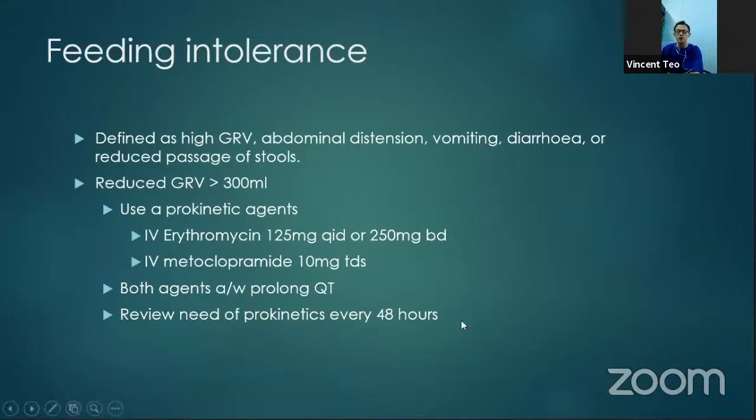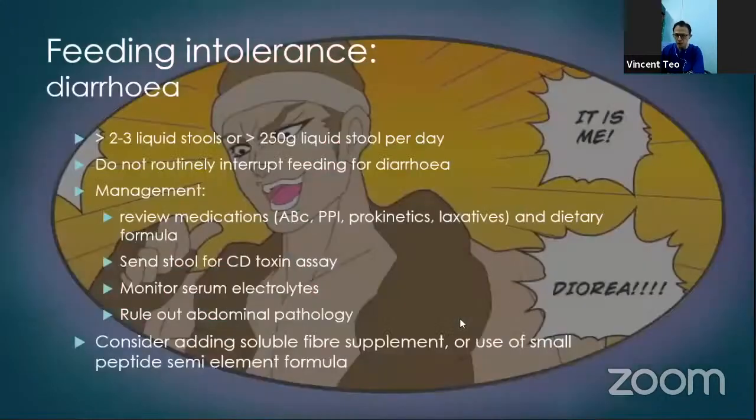It's important to stop the prokinetic as soon as the patient starts to tolerate feeding. Diarrhea is generally defined as more than 2 to 3 liquid stools or 250 grams of liquid stool per day. Generally, you don't interrupt your feeding when the patient has diarrhea.